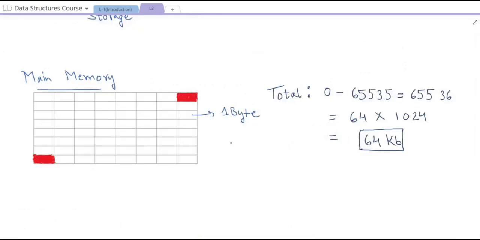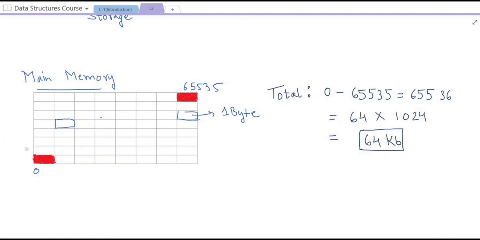Let us get an idea about the main memory of the computer. The main memory of the computer is divided into various memory segments, and each memory segment can be represented as grids that I have shown here. Each cell of the grid is called 1 byte. Okay, now so this is the 0th byte, and this is the 65,535th byte. Okay, so this is a memory segment.